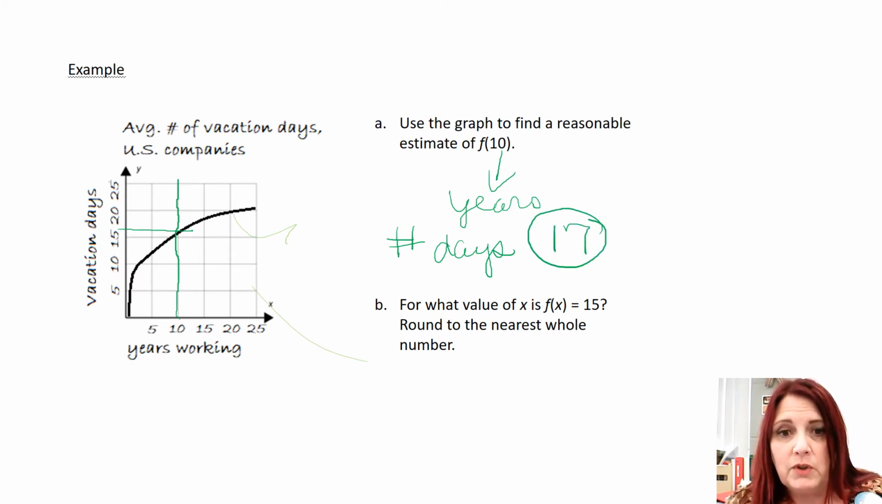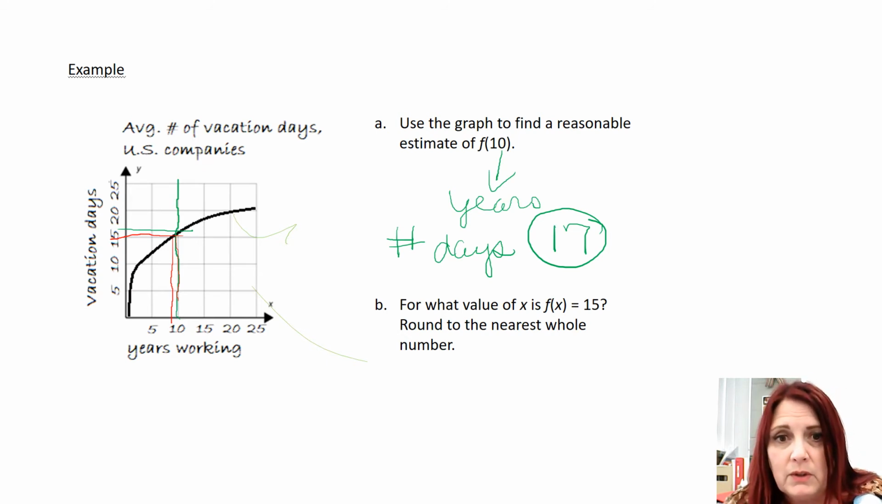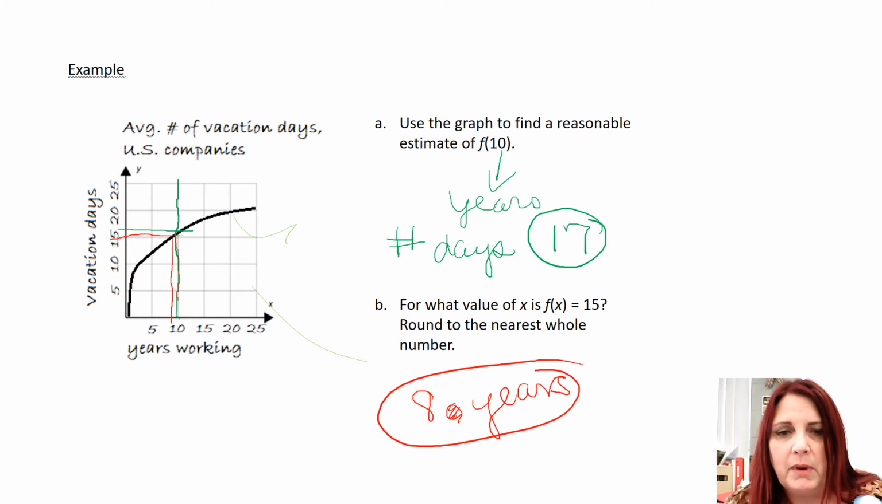Now the next question asks me, for what value of x is f of x equal to 15? So I'm going to look at the vertical axis for 15. That's right there. And then I'm going to come down, and it's supposed to be a little bit less than that. There we go. It looks like it's going to be less than 10 years, so probably about 8 years. So I'm going to say 8, oops, not days, years, for my answer on that one.